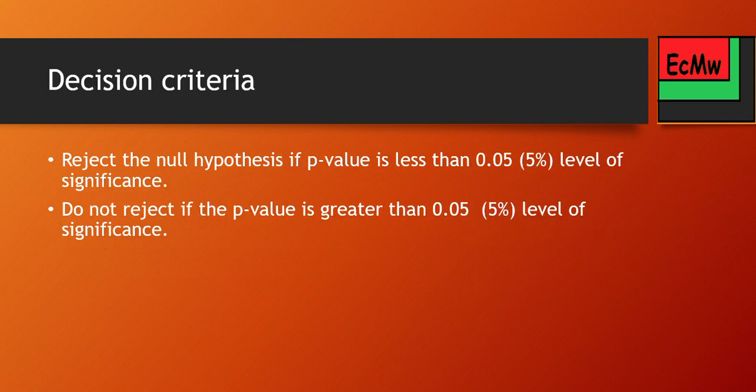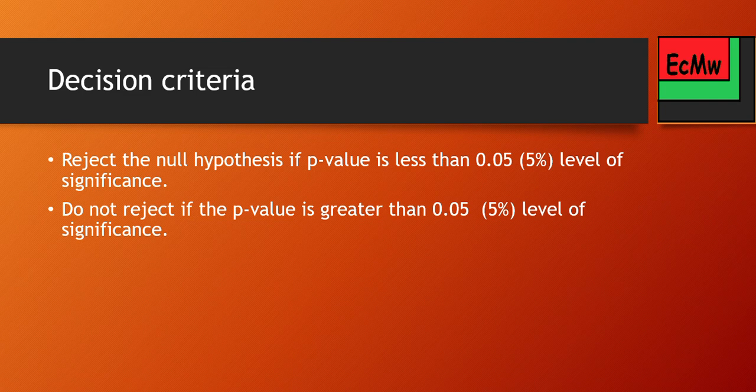So we have a decision criteria. We are going to reject the manufacturer's claim, which is the null hypothesis, if we find the p-value from our sample is less than 0.05. We are going to reject the manufacturer's claim that the mean weight of the package of sugar he is manufacturing is 2,500 grams.